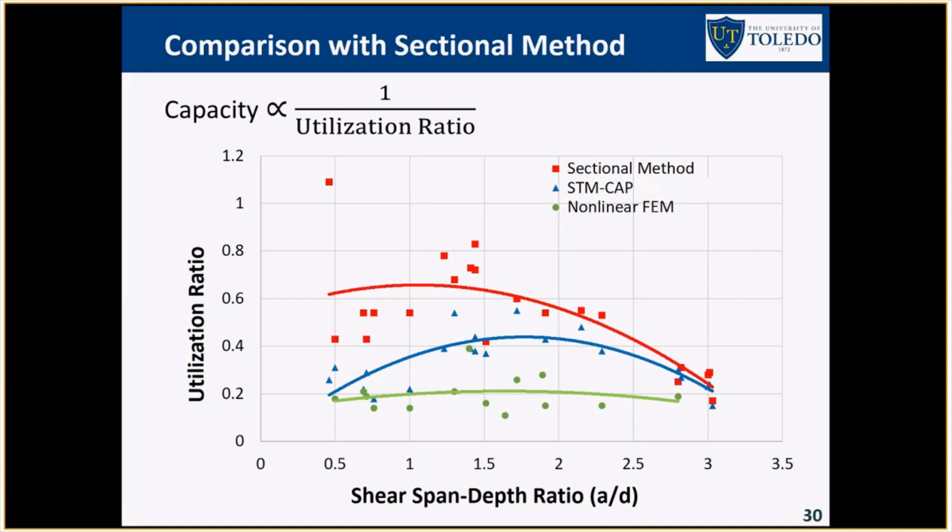If you look at the Strut-and-Tie STM-CAP, it definitely gets closer to the finite element as the beam gets deeper. So as you can see, the accuracy follows the blue line, and it converges to the sectional method at a span to depth ratio of 3. I would easily say that up to 3, it would be appropriate to use the Strut-and-Tie method. Larger than 3, you can use the sectional method, for our database as it's shown.